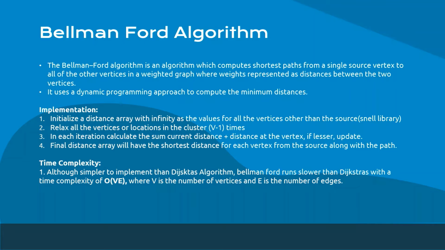Since we run the loop V minus 1 times over the edges, the time complexity is order of V into E, where V is the number of vertices and E is the number of edges.